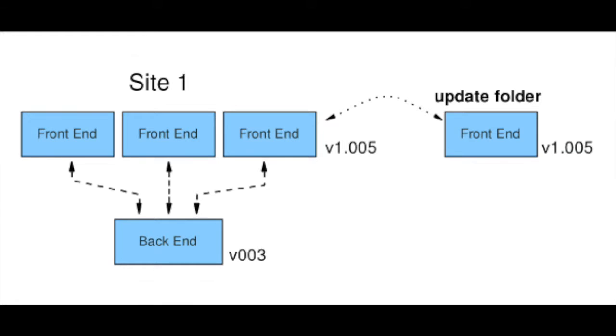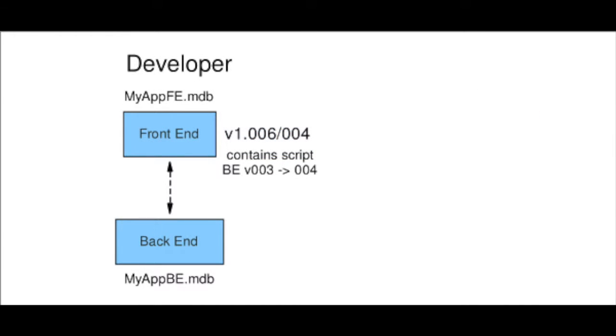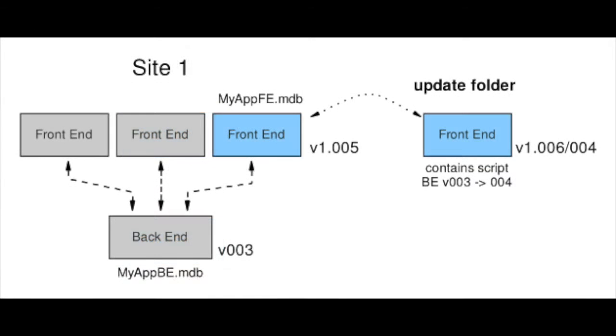So the next step is for the developer to use their copy and produce an update. So here we're going to upgrade the back end to version 4, and the front end automatically goes to the next version, which is version 6. And that's going to contain a script which will upgrade the back end from 3 to 4. The next step is deployment of that update to the customer, where it goes into their update folder. So when the customer front end starts up, it'll check in the updates folder, notice there's a more recent version, and automatically upgrade and close itself.